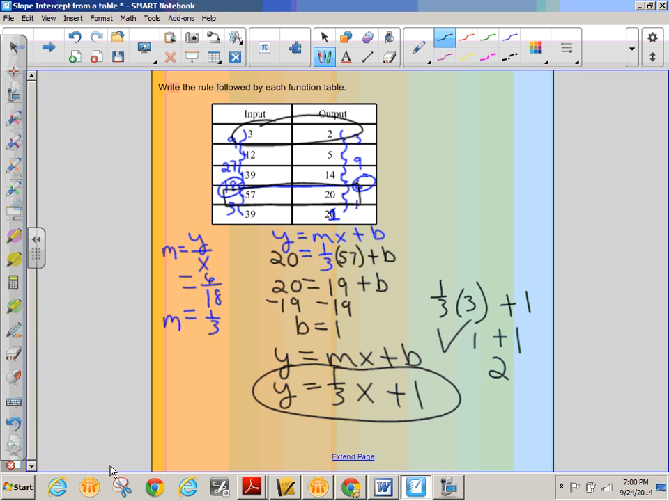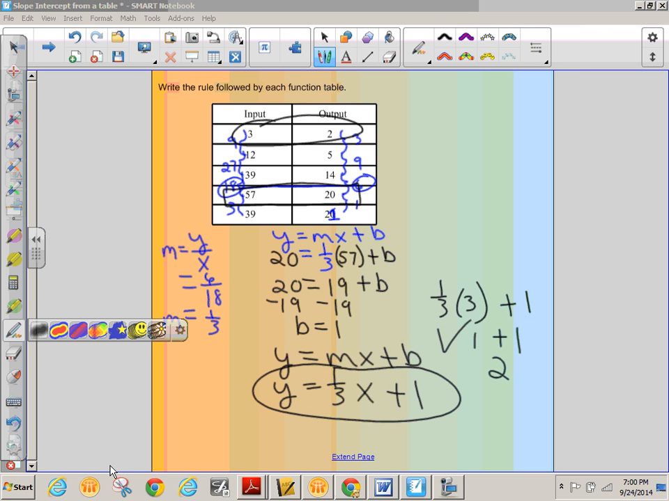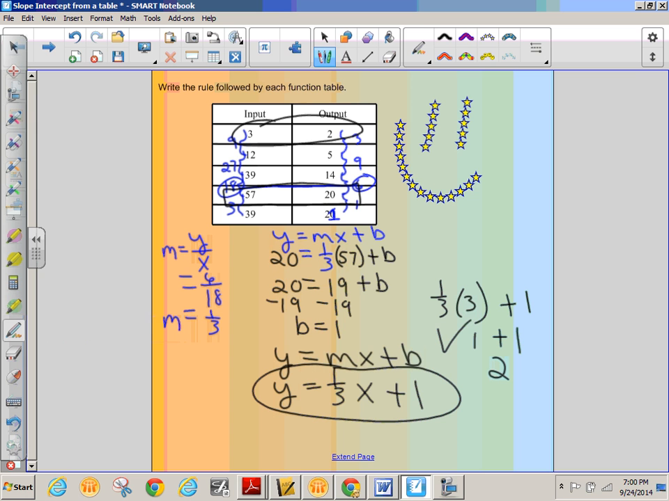We did an awesome job. I hope you enjoyed your lesson on writing an equation from a table of values.